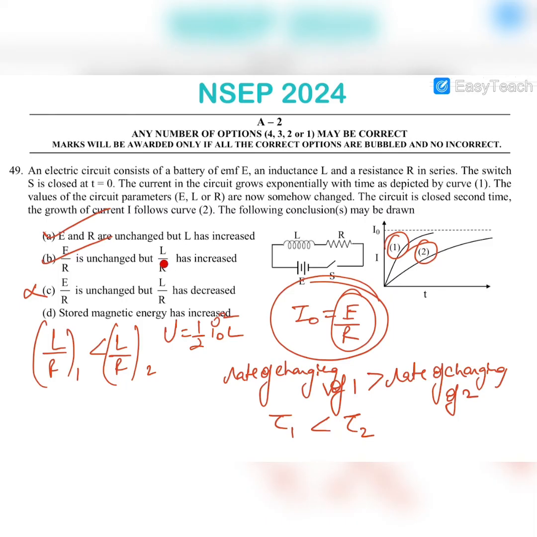But if new R is R by 2, then L by R will be increased, but L is not being changed. So if E by R, which is I naught, is the same, and L is the same, then magnetic energy may or may not be increased. So we could not say that D would be the correct answer. Because it is saying that it has increased, which means that definitely magnetic energy has been increased. So we could not comment on this. Okay, so now let's move on to the next question.